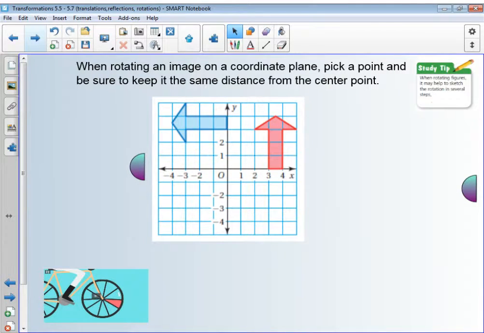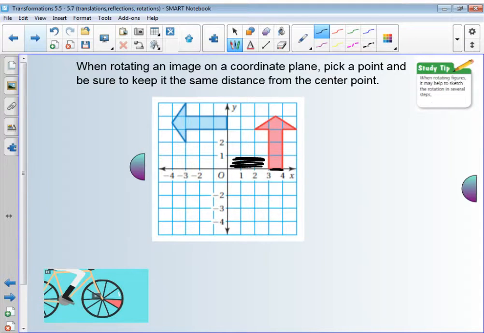So here I have a coordinate plane and I've got two arrows. The key thing when I'm checking for a rotation, when rotating an image on our coordinate plane, is that if we pick a point, we need to make sure to keep the same distance from that center point when we create our image. So for example, if I look at this red arrow, if I was converting from the red to the blue arrow, I should be on that axis line, and it looks to me like 3 boxes away at the bottom.